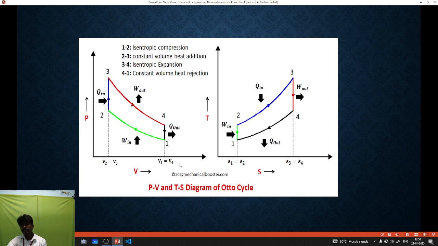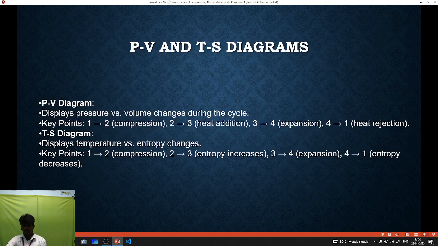The piston is placed at top dead center. The volume V2 equals V3. The piston is placed at bottom dead center. Okay, these are explained by the figure.